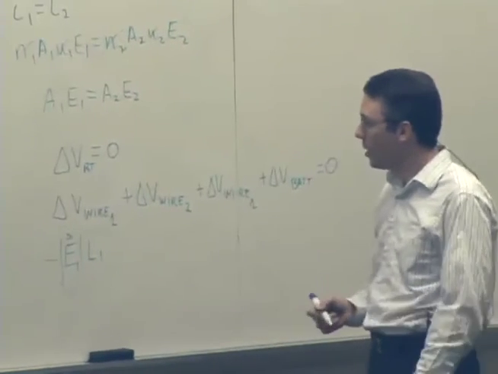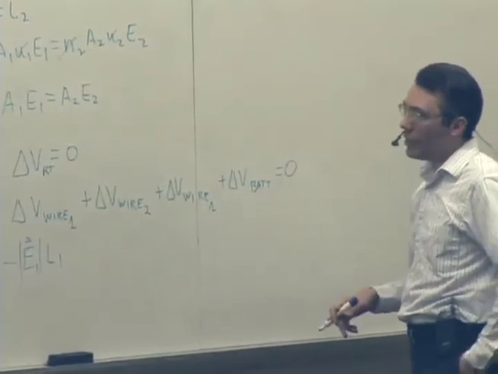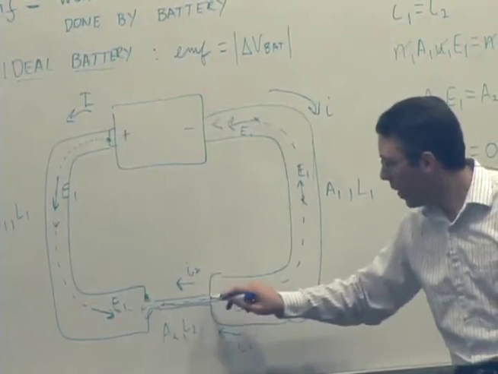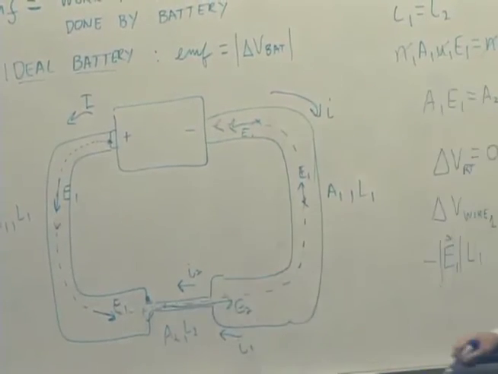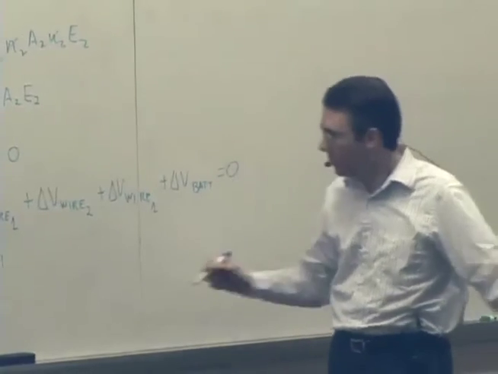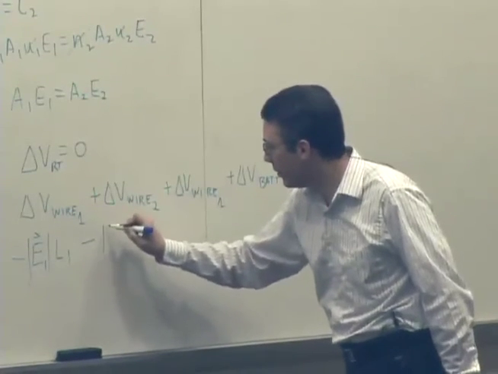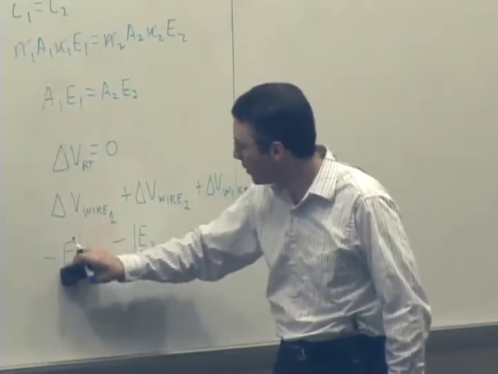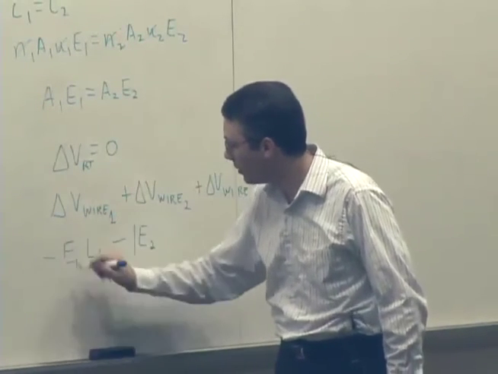And then I go across the thin wire, and I'm going in the direction of the electric field. So that's going to give me negative. Negative magnitude of E2, and I'm getting tired of writing those magnitude signs, so I'll just write them E1 and E2.